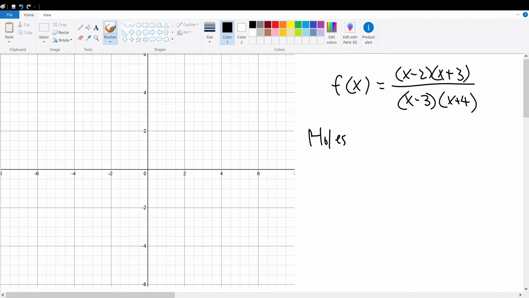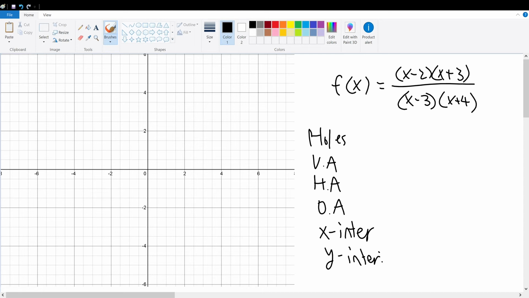Its holes, if it has any, its vertical asymptotes, if it has any, its horizontal asymptote, if it has any, oblique asymptotes, if it has any, or in other words, a slanted asymptote, its x-intercepts, and its y-intercepts. These are key points that we must find for a rational function in pre-calculus. This is required and will be tested upon, so it is important to master how to find these attributes.